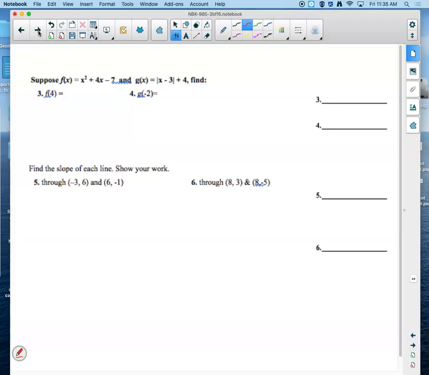Suppose f of x equals x squared plus 4x minus 7, and g of x equals the absolute value of the quantity x minus 3 plus 4. Find f of 4. What does that mean we're supposed to do? Plug in a 4, but there's a danger. Do you remember the danger? We only do math on one side. That's why.